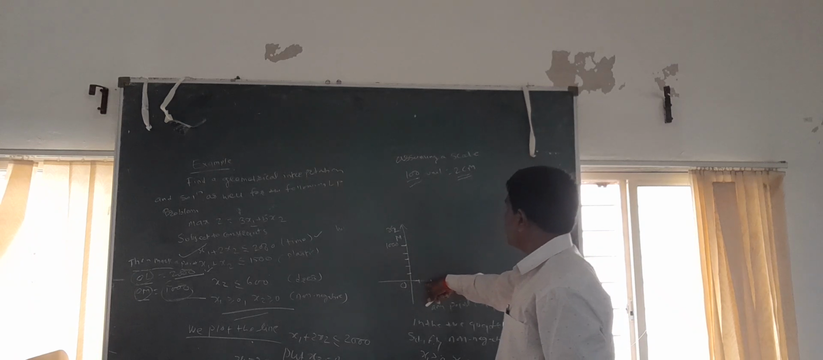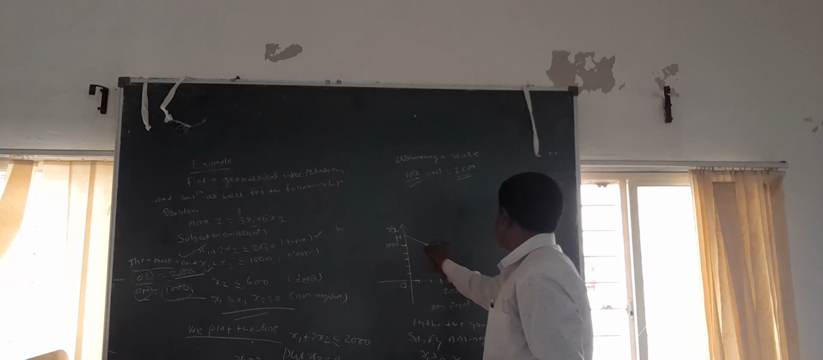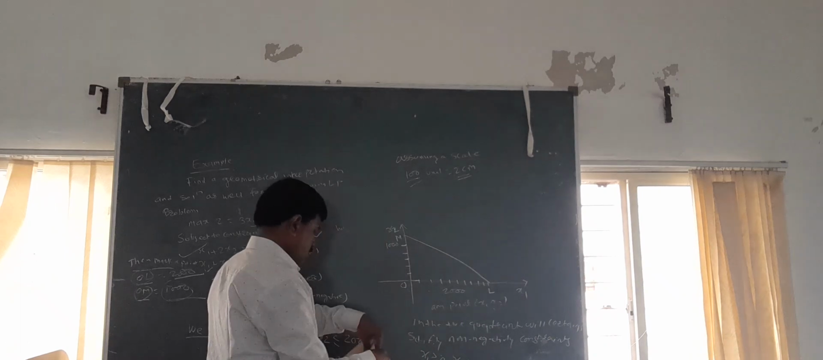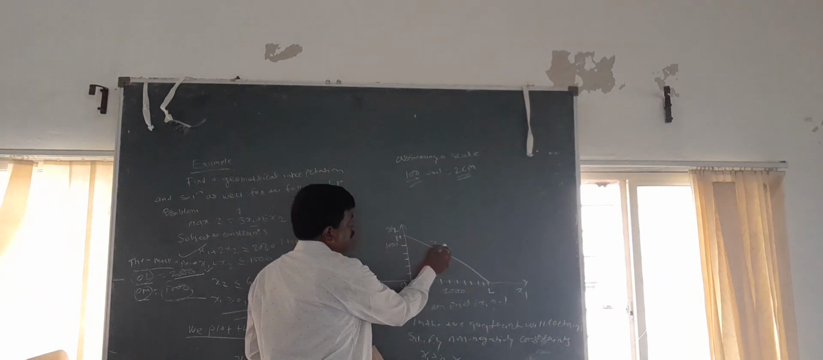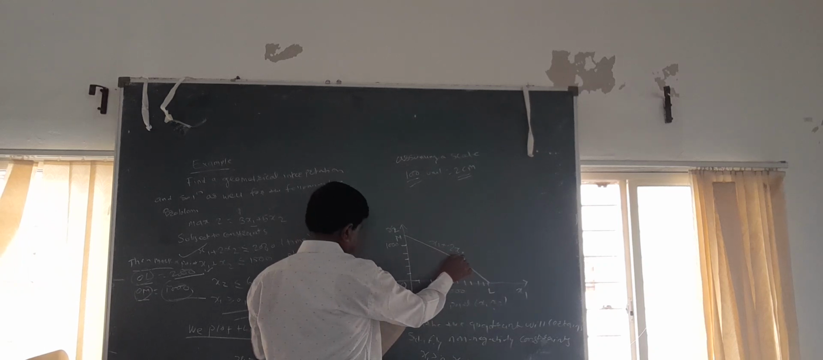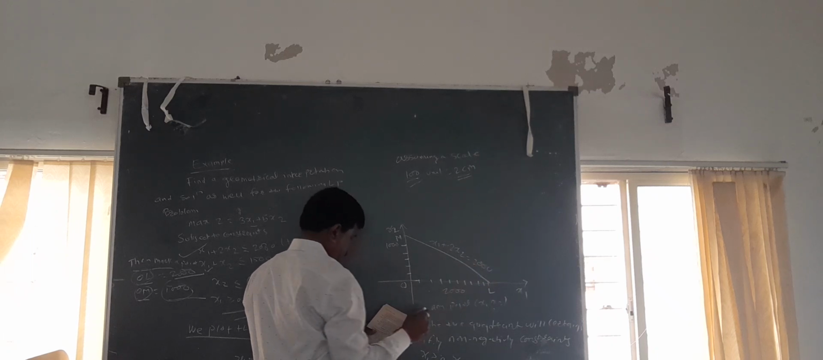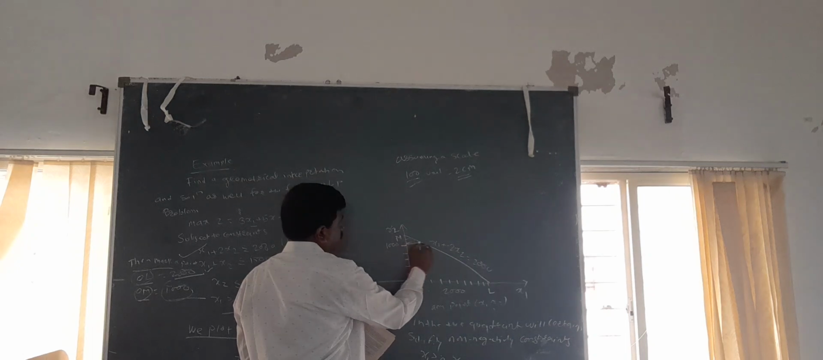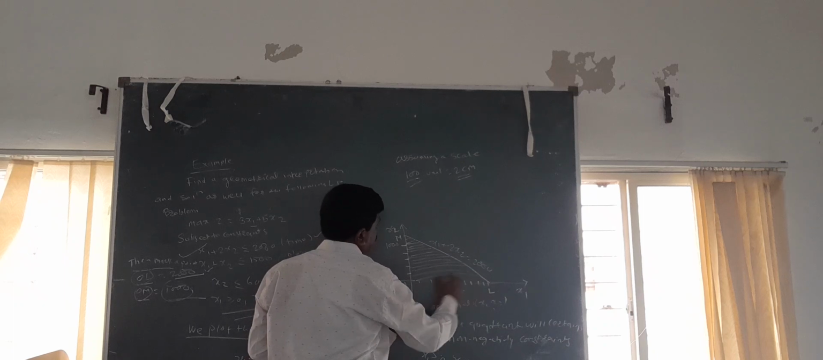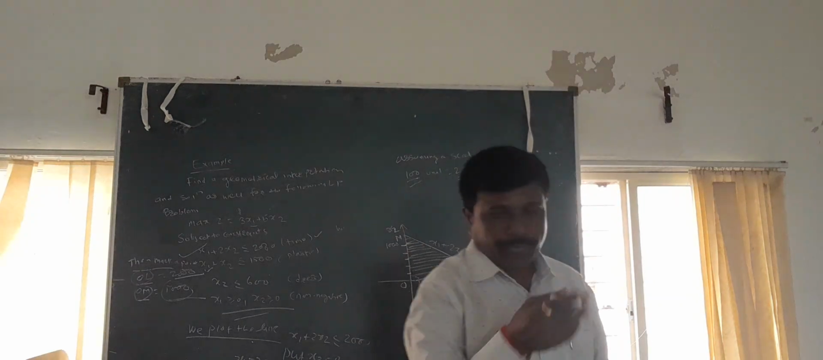We mark these points on the scale, and we join L and M, that is the line x1 plus 2x2 equal to 2000. That is the first line.